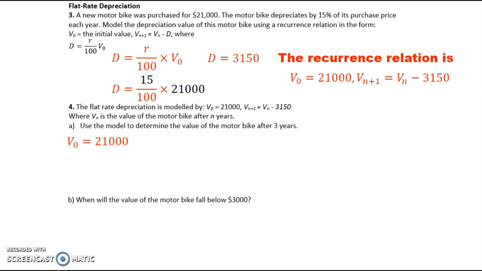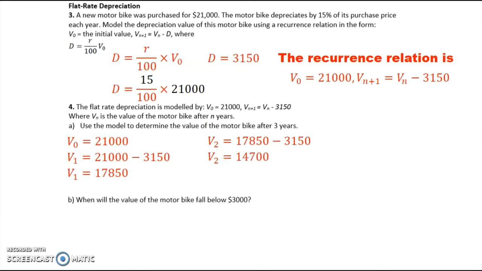So we just do this again, okay? The initial value was $21,000. Now we're subtracting $3,150 each time, okay? So now the next term is $17,850. We do it again, we use the previous term, and we're subtracting $3,150 again. Okay, $14,700.